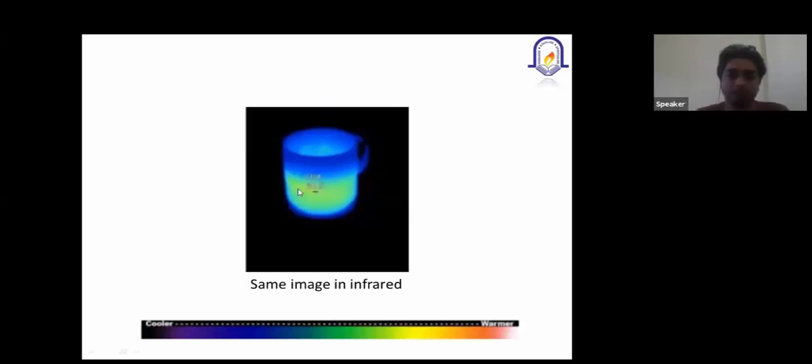Now, how can we know whether exactly the coffee is hot? For that purpose, there is one temperature scale here. You can see one temperature scale. The darker it is, the colder it is, and the brighter it is, the warmer it is. And this scale is similar to a rainbow.